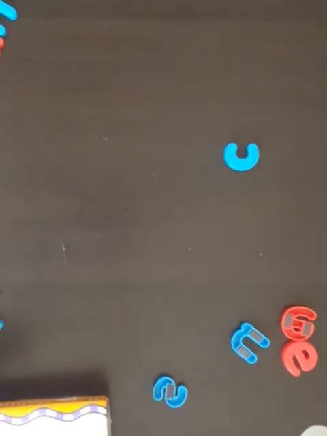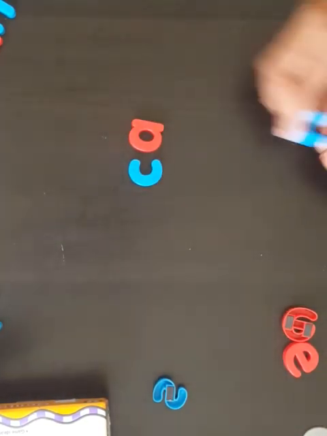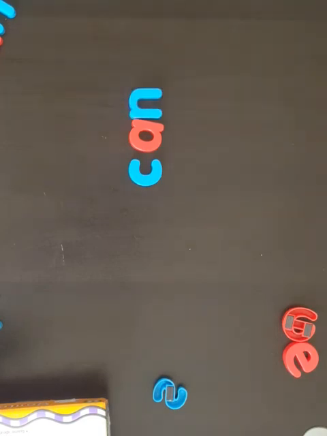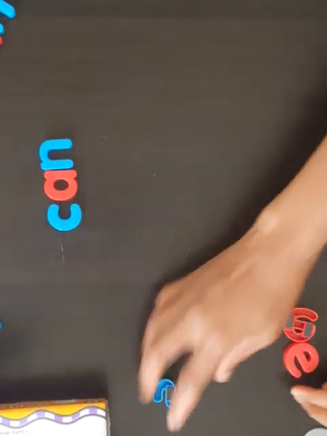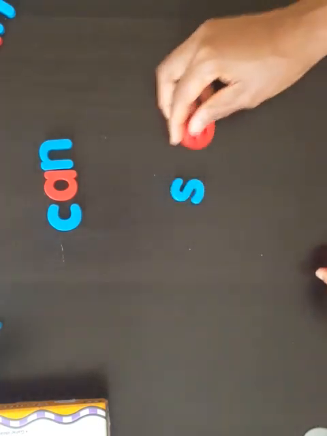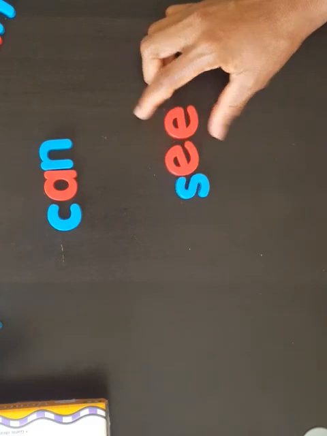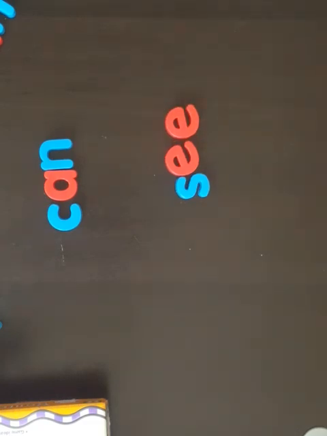Another of your favorite words is can. C-A-N, can. Can is ability to do something. I can sing, I can jump, I can talk. So can. Another word, the very last sight word that you'll see in this book is see. We see with our eyes, right? S-E-E, see. I see a bird on a tree. All right, so these are the sight words.